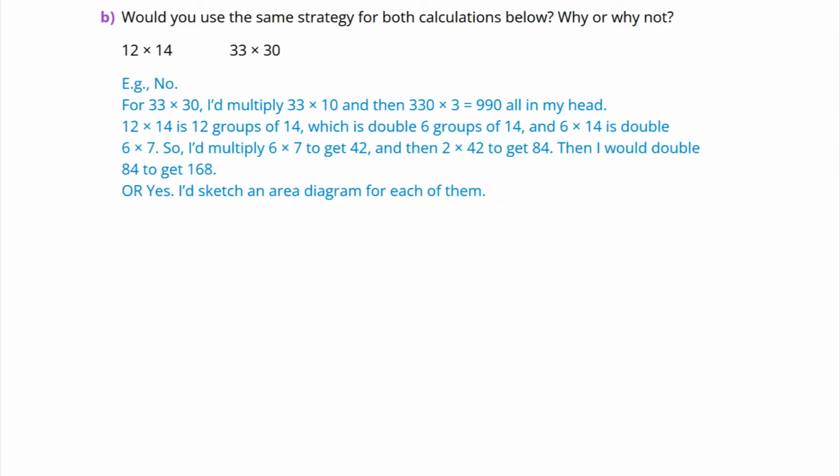I might also have said that I know my 12 times table, so I could do 12 times 12 is 144, and then I just need to add in 2 more 12s, which is another 24, so that would be 168. Or, of course, you can always go and sketch a diagram.